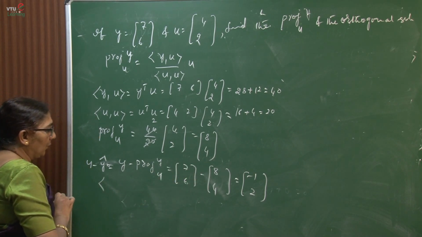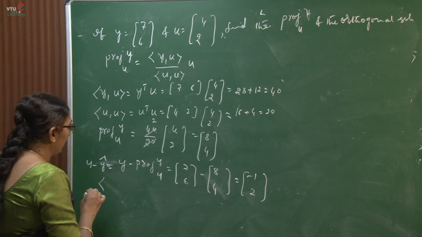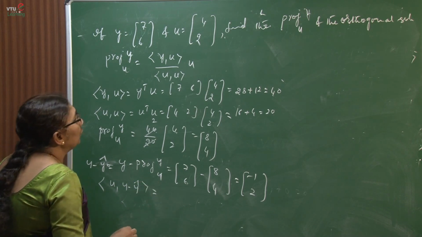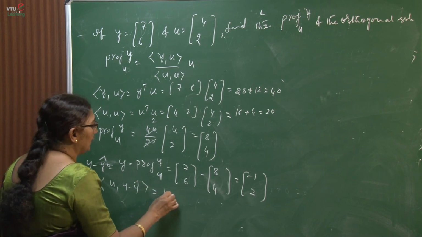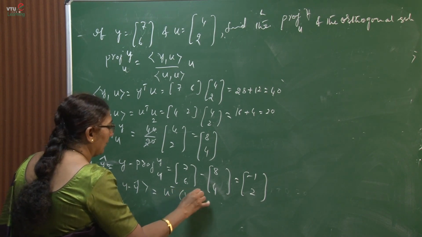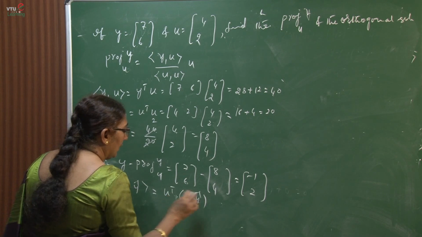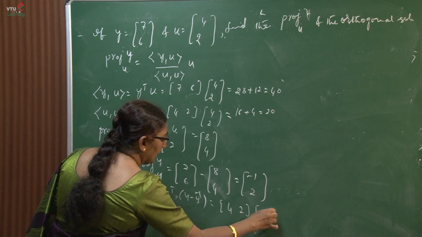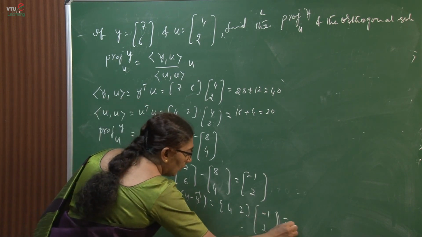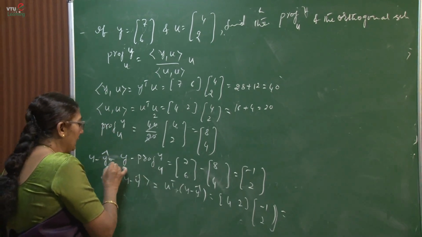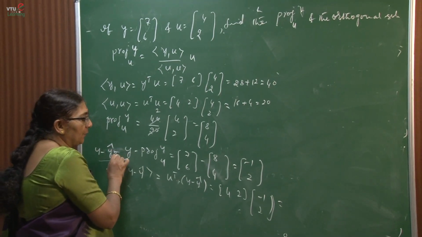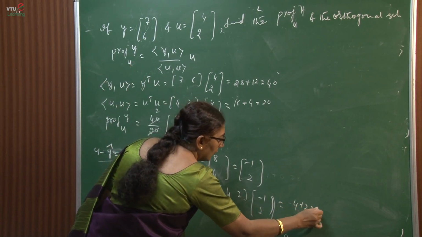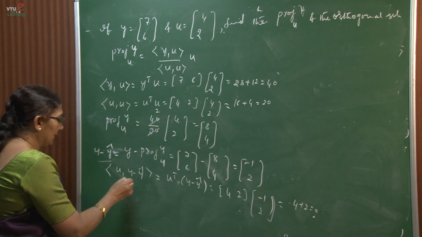What is the inner product of u and y minus y cap? I have to verify it. It's nothing but u transpose into y minus y cap. What is u transpose? (4, 2), times (-1, 2). Multiply it. What are you expecting? 0. Then only can we say that y minus y cap is a component orthogonal to u. Minus 4 plus 2 gives 0.